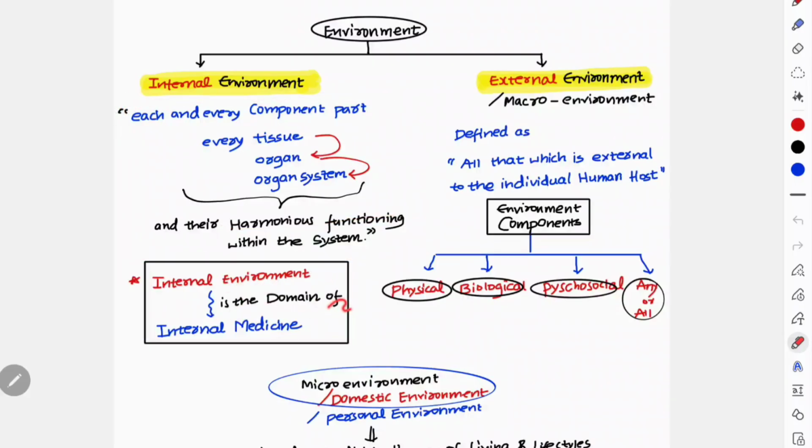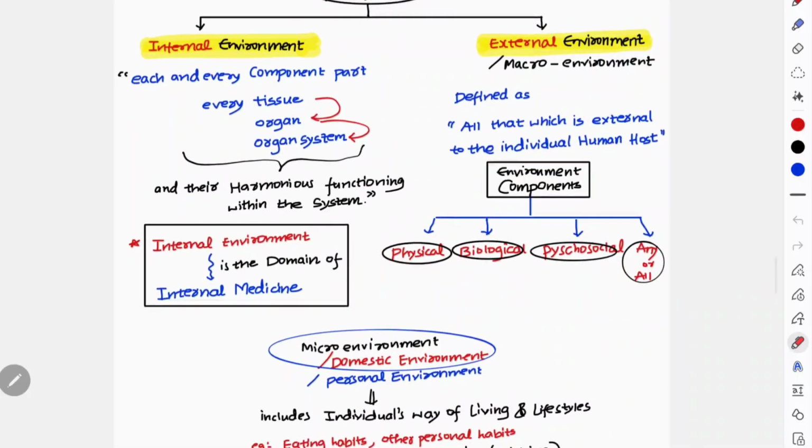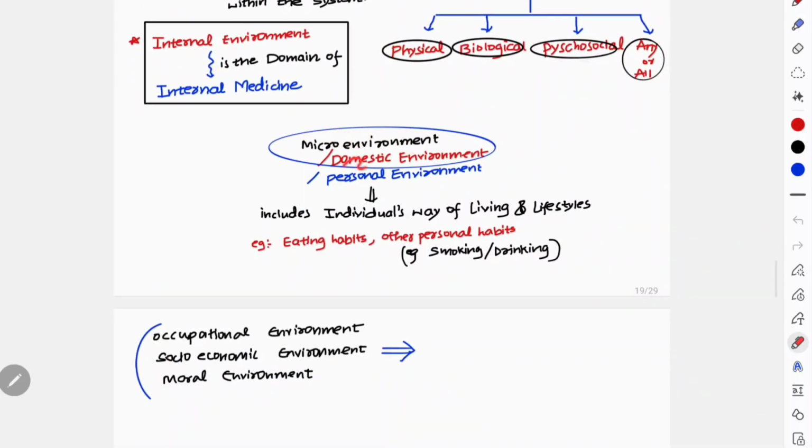Internal environment is the domain of internal medicine. So this internal environment speaks about homeostasis. External environment is defined as all that which is external to the individual human host. These environment components are physical, biological, psychosocial, any or all, which affect the health of the individual. The micro environment, or domestic environment, or personal environment, is the other type of environment, which includes the individual's way of living and lifestyles, for example eating habits, other personal habits, smoking, drinking, etc.